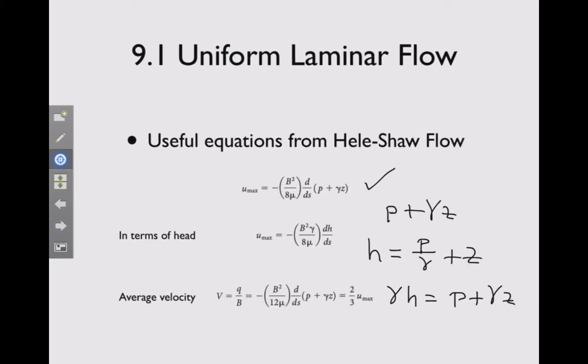The other thing that you can do is develop an equation for the volumetric flow rate by integrating the velocity over y. The book shows this, and you can then convert this into the average velocity being just 2/3 of the u max. So that's another equation that we can use.